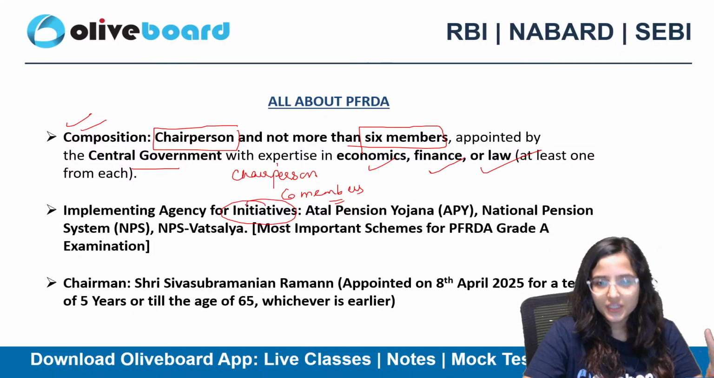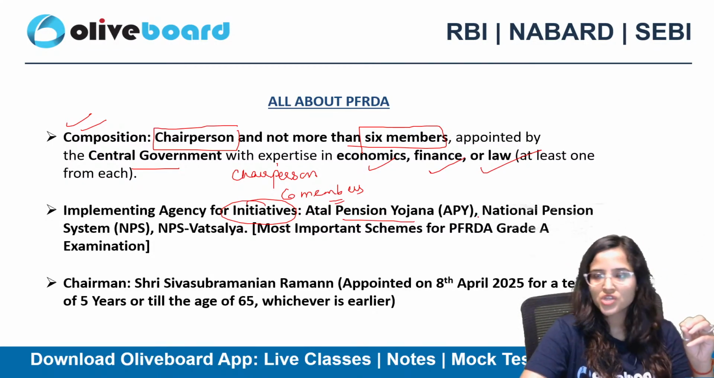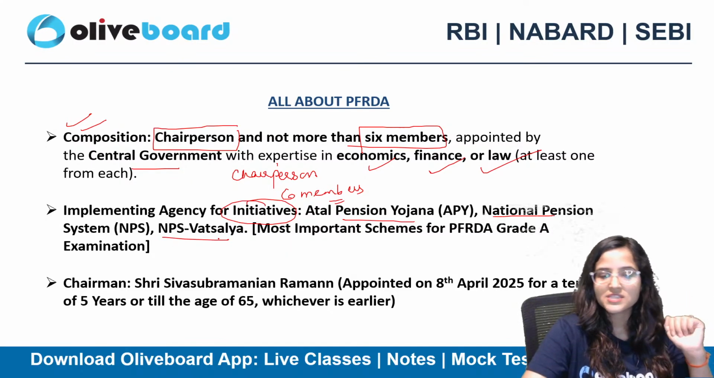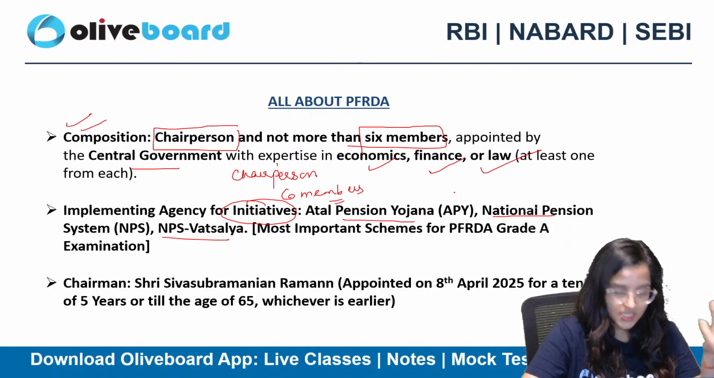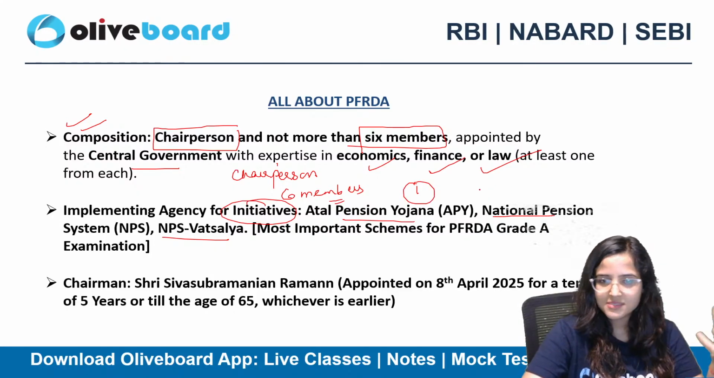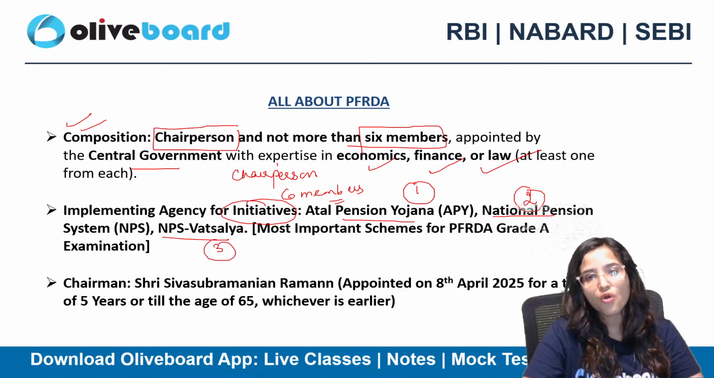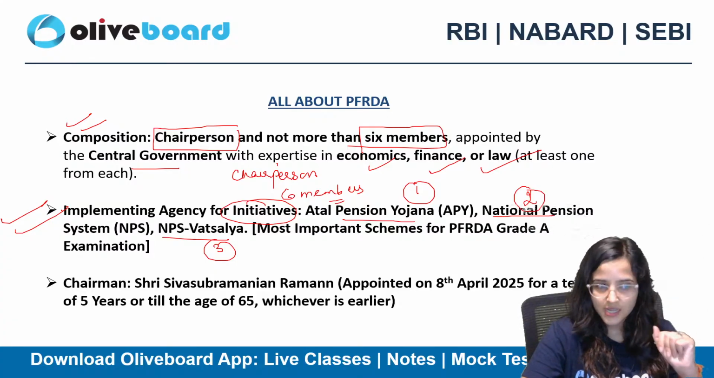So wherever initiatives have been launched, we have certain implementing agencies. We have the Atal Pension Yojana, we have the National Pension System, we have National Pension System Vatsalya. These are the three most important schemes: Atal Pension Yojana, NPS (National Pension System) and NPS-Vatsalya. Very, very important. Today we are going to cover these three schemes in detail for you to understand.